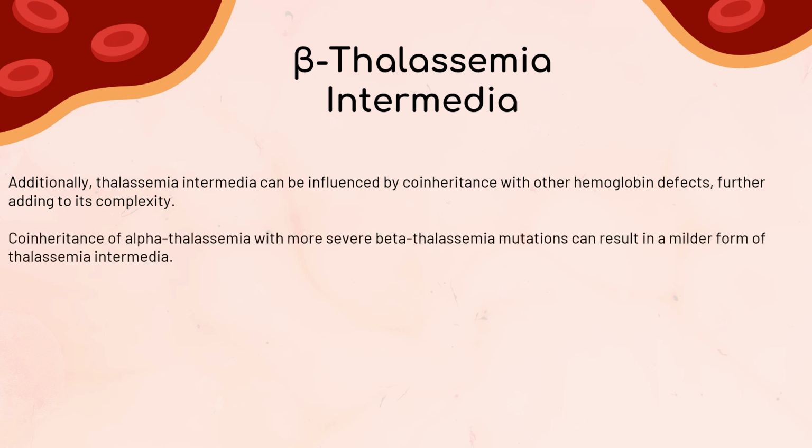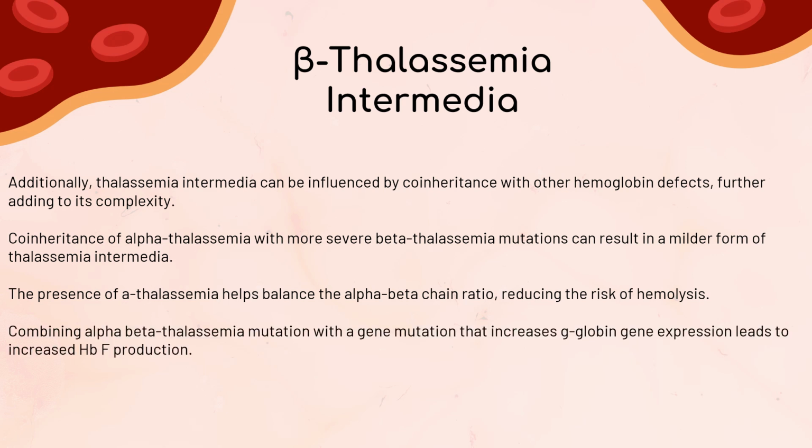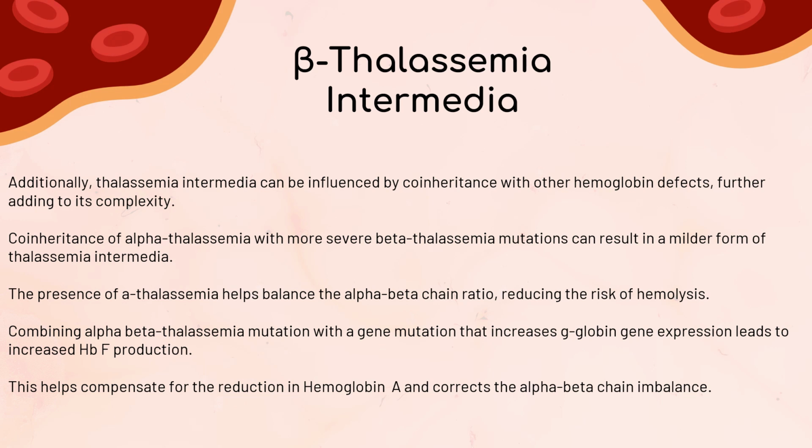Co-inheritance of alpha-thalassemia with more severe beta-thalassemia mutations can result in a milder form of thalassemia intermedia. The presence of alpha-thalassemia helps balance the alpha-beta chain ratio, reducing the risk of hemolysis. Combining a beta-thalassemia mutation with a gene mutation that increases gamma-globin gene expression leads to increased hemoglobin F production. This helps compensate for the reduction in hemoglobin A and corrects the alpha-beta chain imbalance.